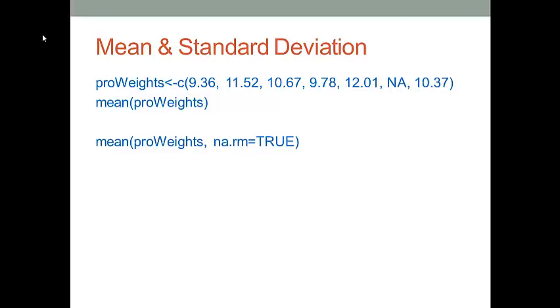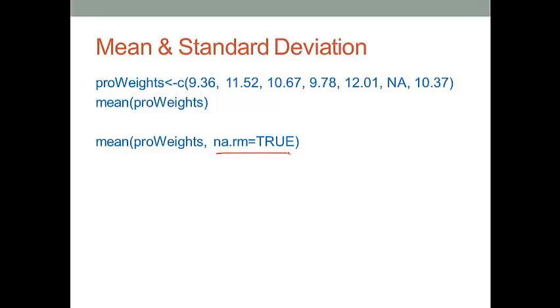For the mean function, we have a parameter called na.rm. This means we want to remove the missing data from our data set. If you want to calculate the average value for a data set with missing data, you want to set up na.rm equals to true, as you can see on this slide.